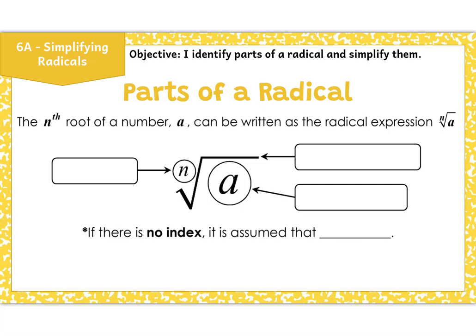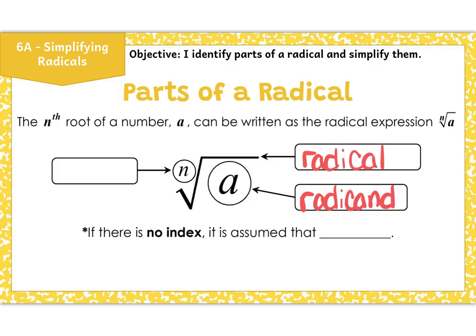In this video, we will review parts of a radical and how to simplify them. The nth root of a number, a, can be written as a radical expression. The little check mark or house-looking symbol is called a radical. Anything inside the radical, any number or variable, is known as the radicand.